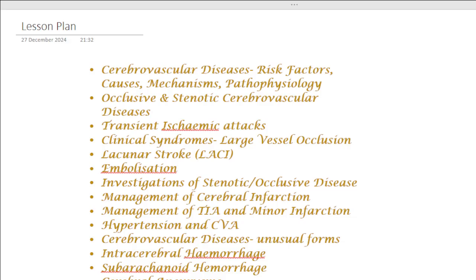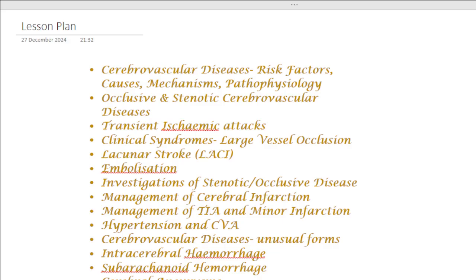And then embolization, of course, and then we will be talking about the investigations, various methods of investigations, and what you actually see in case of stenotic and occlusive diseases. Then we are going to see the management of cerebral infarction, management of TIA and minor infarction, hypertension and CVA. We are going to see a brief perspective, like how it is interrelated, and we are going to talk something special about it. And then cerebrovascular diseases unusual forms, I'm going to discuss later.